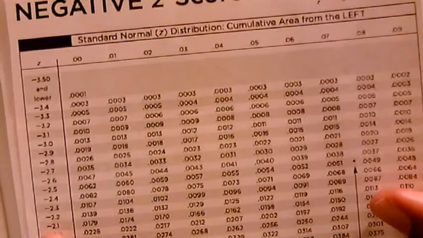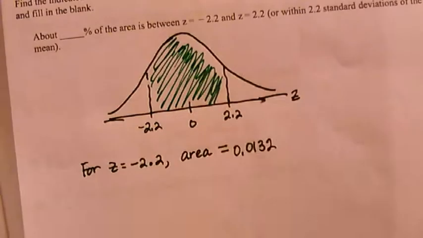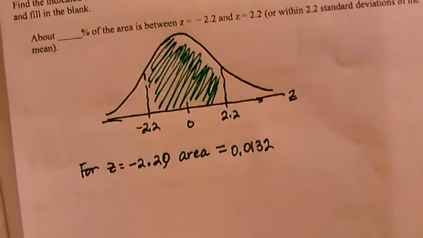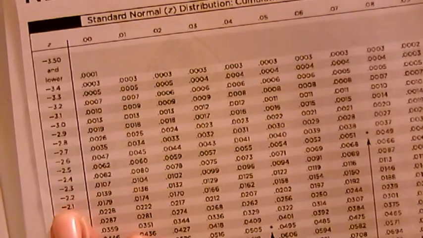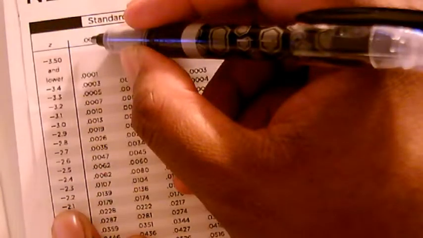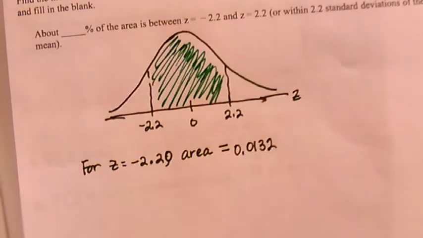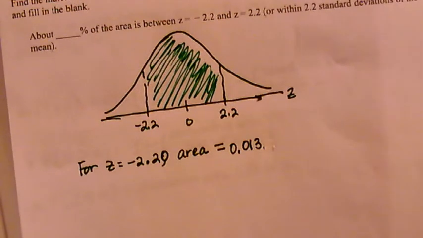Okay. Let me double check. Negative 2.2. Oh, I'm sorry. This should be negative 2.20, because that's only to one decimal place. So negative 2.2. Okay. And you have to look under 0.00. Okay. So negative 2.2 and 0.00, that's going to be 0.0139. Okay, so here I need to change this to 0.0139.